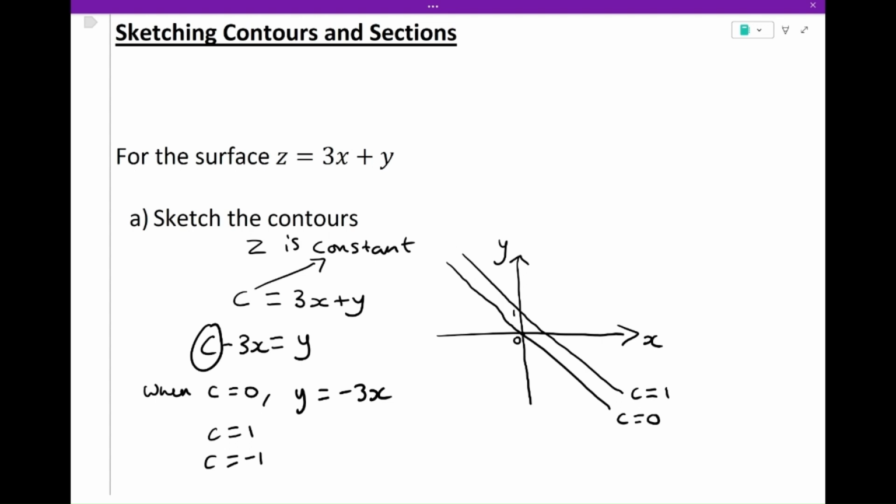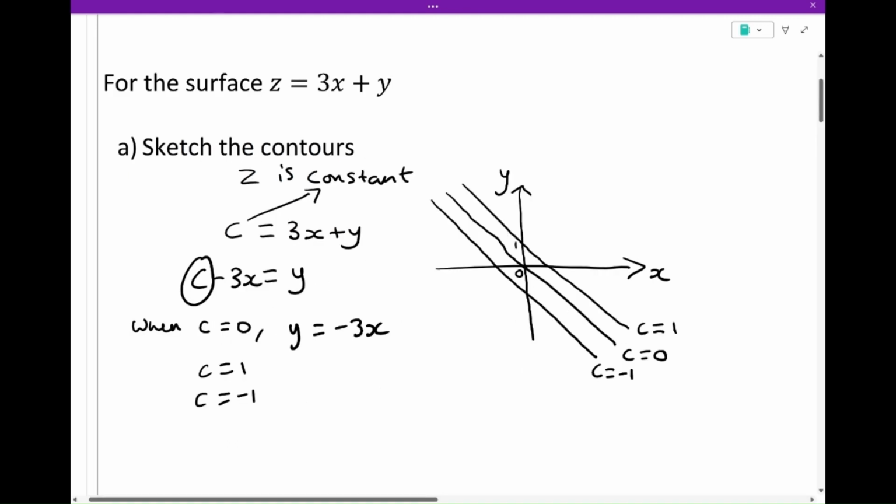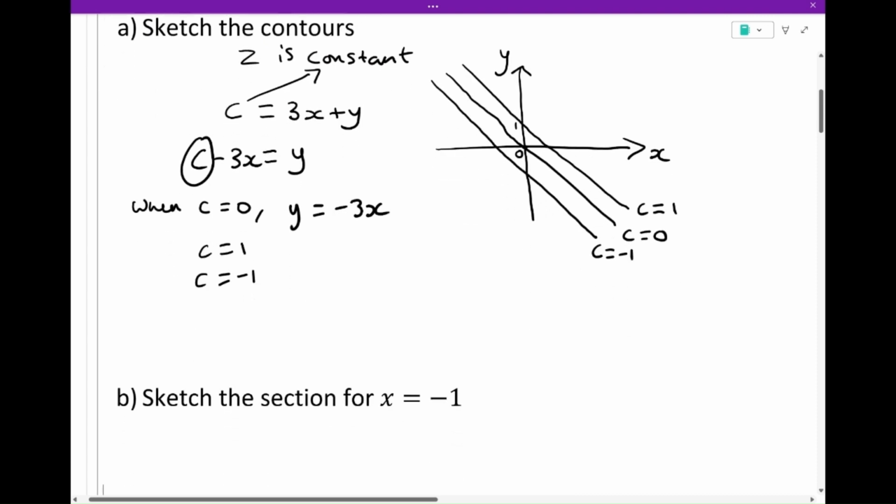Then if we went for negative 1 instead, that would shift the first line I drew down 1. So then it would look a bit like this. Once again, parallel. We're not editing the gradient here. And that gets me another contour. I think 3 should do, but you could do a couple more if you want, as it's not particularly tricky once you've already got one on your page. So let's move on to part B.